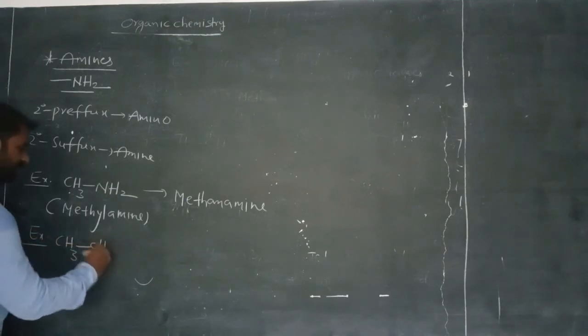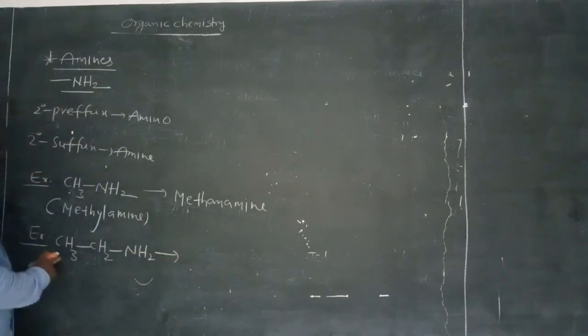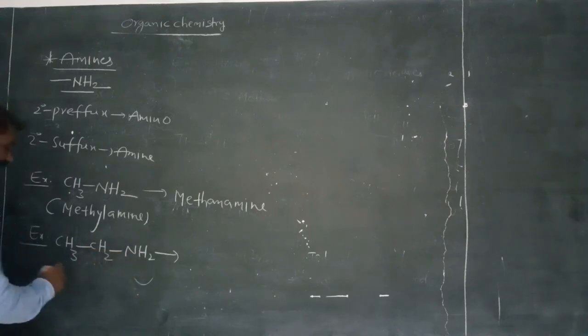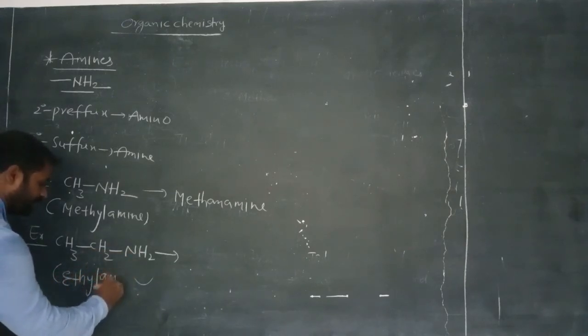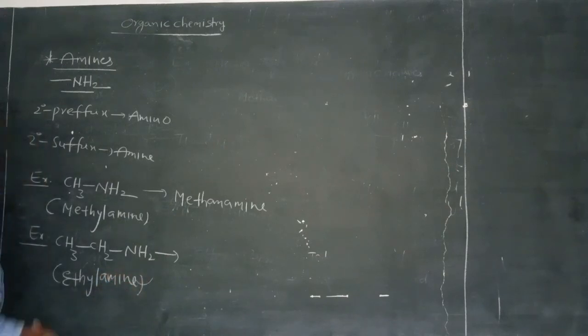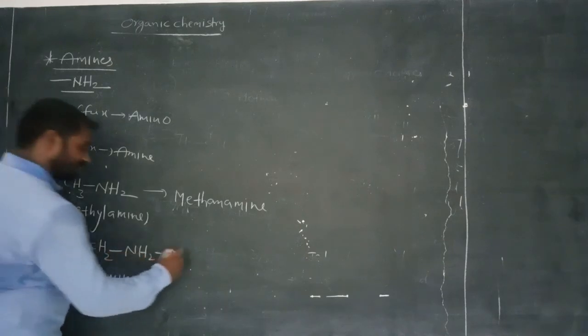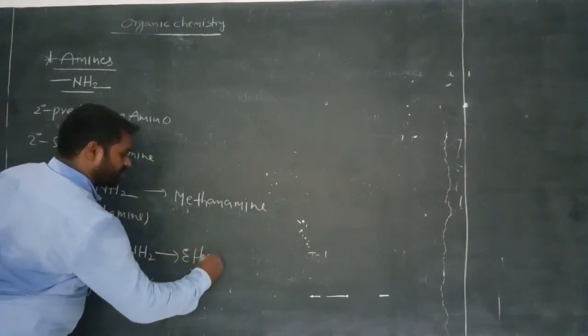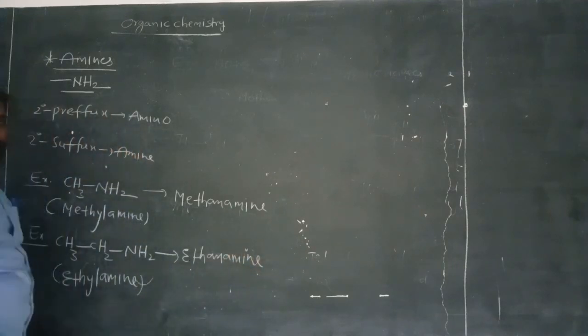And one more example, CH3 bond CH2 bond NH2, clear? How many carbons? The common name is ethyl group, ethylamine. The IUPAC name: two carbons are there in the main carbon chain. Amine is the main functional group. So I have to write ethanamine.